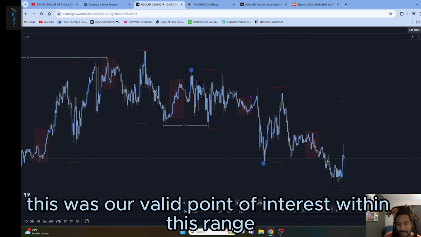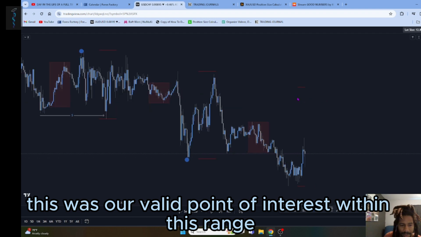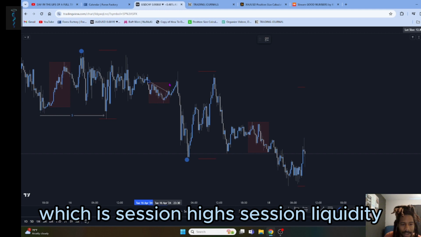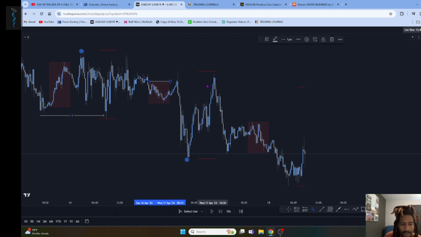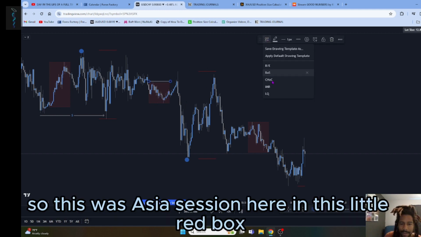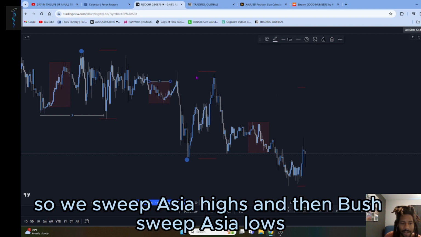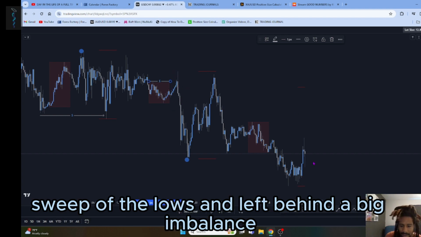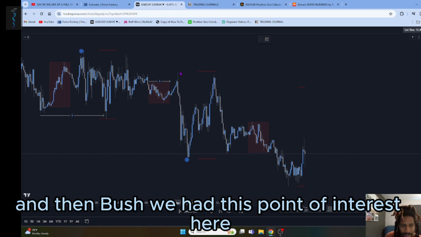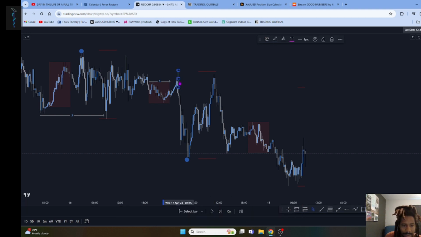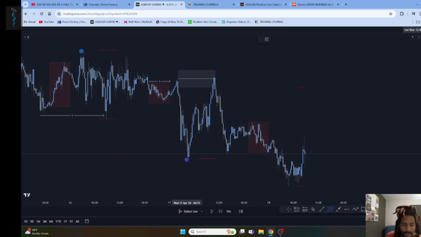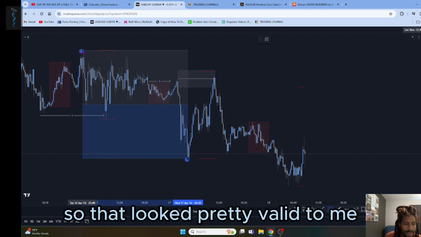And now this was our valid point of interest within this range, because we have a sweep of liquidity here, which is session highs, session liquidity. So this was Asia session here in this little red box. So we swept Asia highs, and then boosh, swept Asia lows. So quickly there, we had a sweep of the highs, sweep of the lows, and left behind a big imbalance. And then boosh, we had this point of interest here that stood out to me, that valid extreme within the whole trading range. So that looked pretty valid to me.